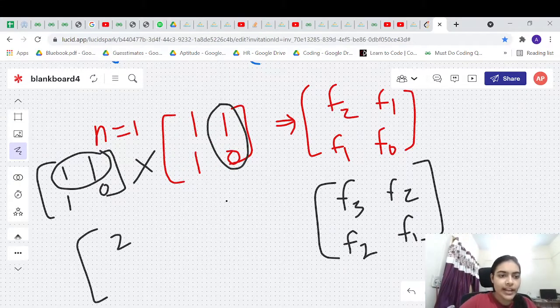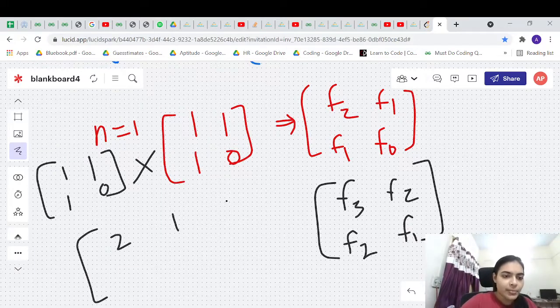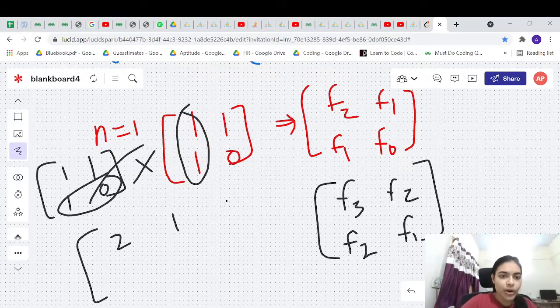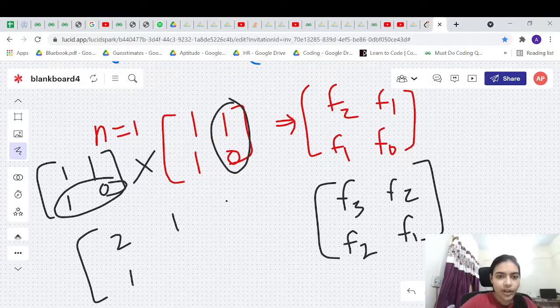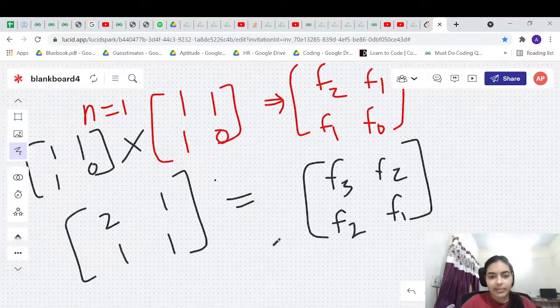Multiply the next row with the next column. What is this? 1 plus 0. What will that be? That will just be 1. Multiply this value with this value. What will that be? That will just be 1. Multiply this value with this value. What will that be? That will also be 1. Okay. So this represents the next matrix.